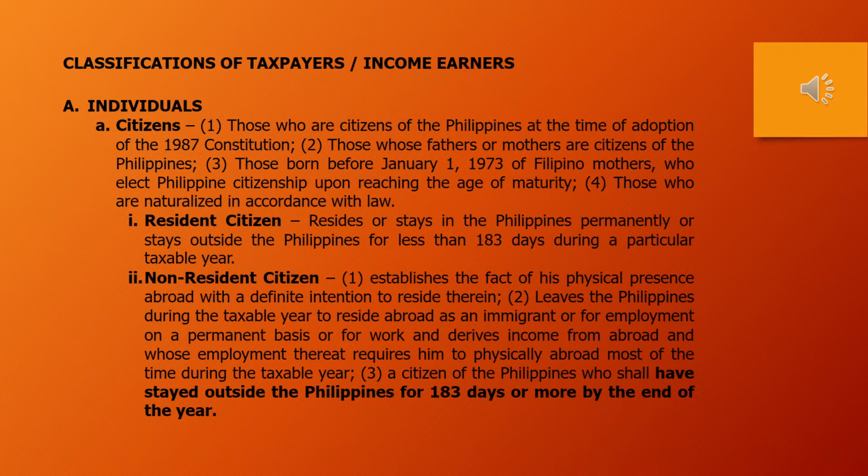This establishes the fact of physical presence abroad with a definite intention to reside therein. And aside from that, he leaves the Philippines during the taxable year to reside abroad as an immigrant or for employment on a permanent basis, or for work and derives income from abroad, and whose employment thereat requires him to be physically abroad most of the time during the taxable year. Aside from that, a citizen of the Philippines who shall have stayed outside the Philippines for 183 days or more by the end of the year. Okay, so it is very clear. More than 183 days, okay, by the end of the year.